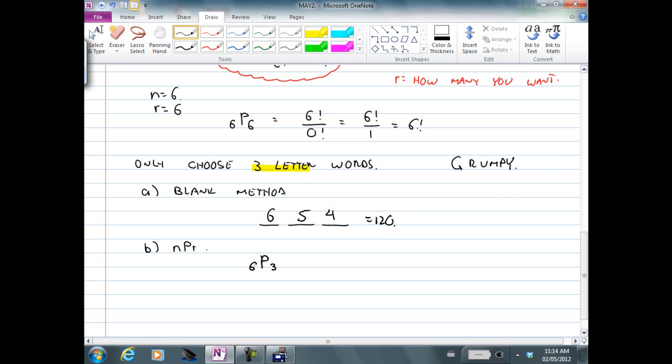3. It is 6P3. The reason is r is how many you want. Well, in this case, I'm only going to choose 3 letters. So which is 6 factorial, and this is why I taught you how to work with factorials yesterday, over 3 factorial. And you can reduce this into the exact same thing. You have 120.